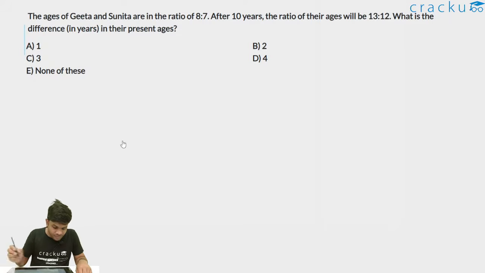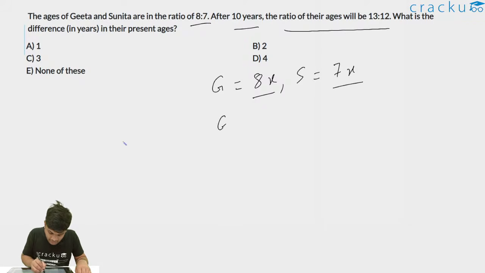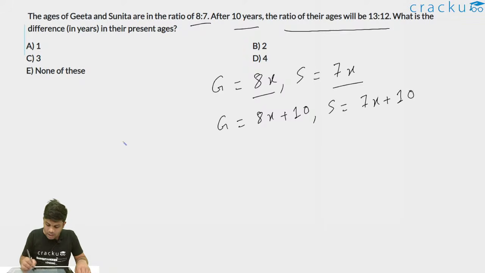Okay, so let's start. The ages of Geeta and Sunita are in the ratio of 8:7. So let's take Geeta's age as 8x and Sunita's age as 7x. So this is the present age of Geeta and Sunita. Now after 10 years, the ratio of their ages will be 13:12. So after 10 years, Geeta's age will be 8x plus 10 and Sunita's age will be 7x plus 10. Now this is in the ratio of 13:12.